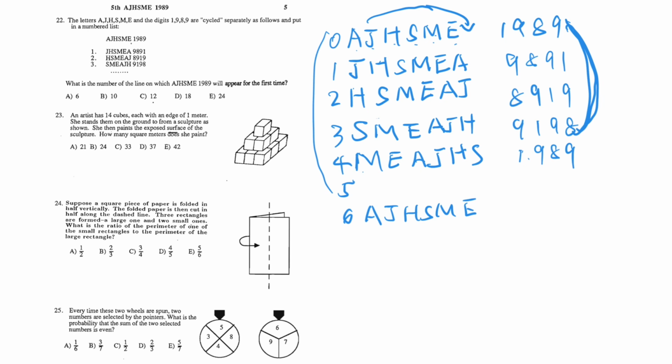So the LCM of 6 and 4 is 12. So every 12 lines, AJHSME and 1989 go together. So the first time they appear the same is at 12. That's the answer C.